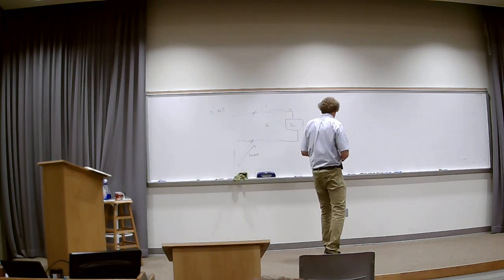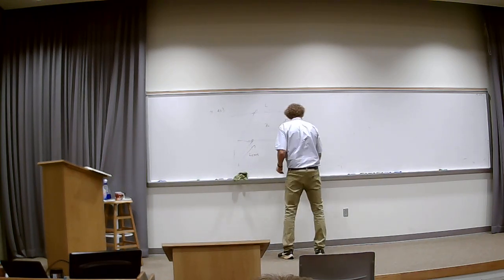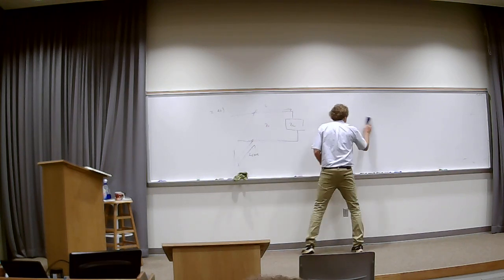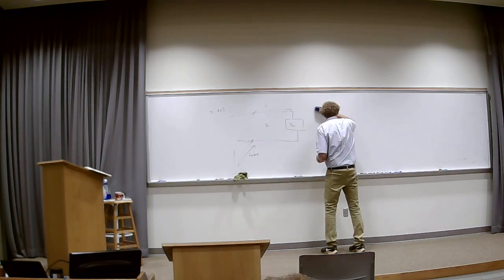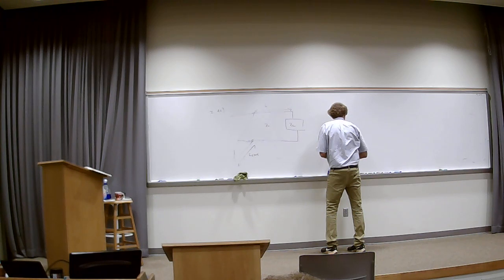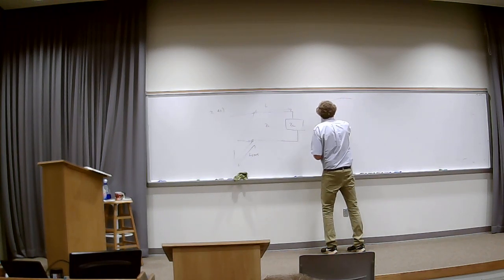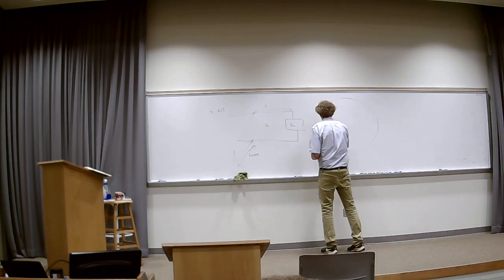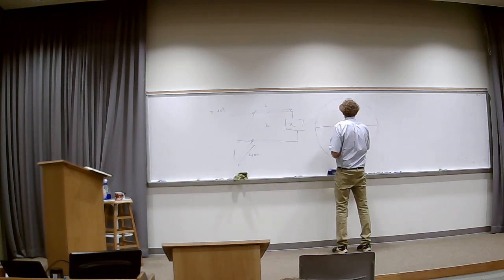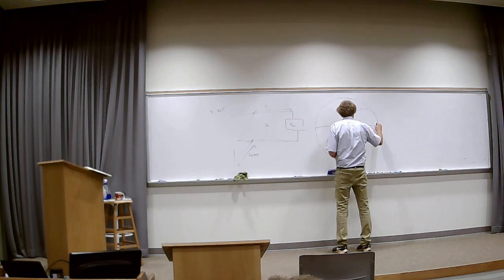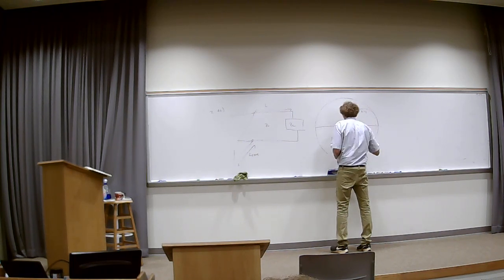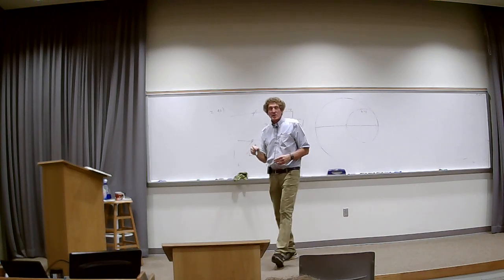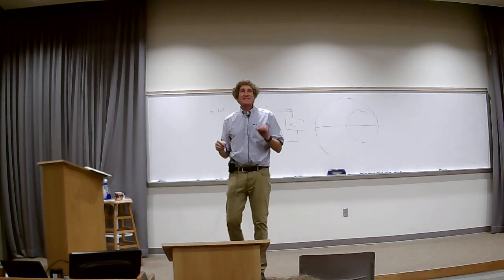Let me try to draw my Smith chart. And it looks like this. I think the worst mistake I make is I forget to write J. Remember, in shunt, everything is admittance.